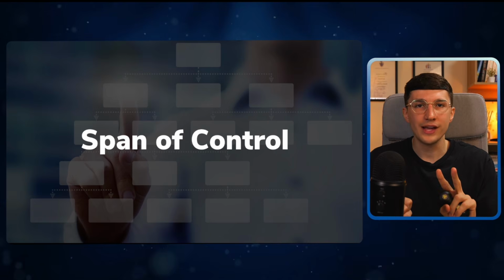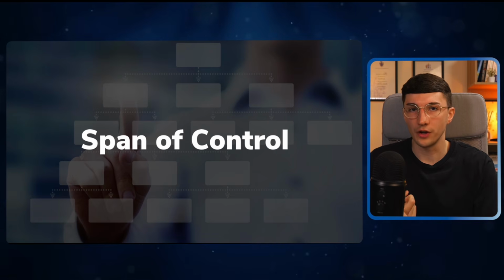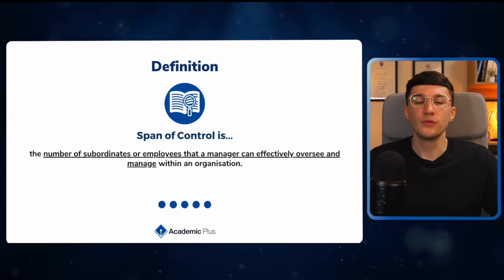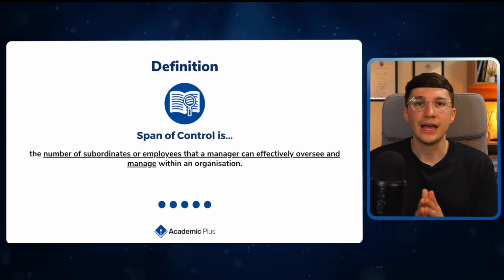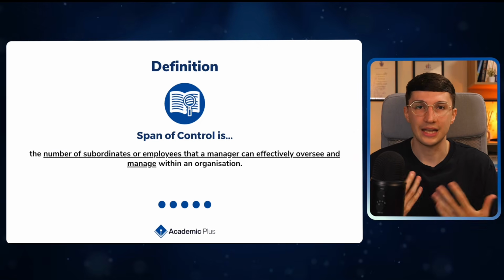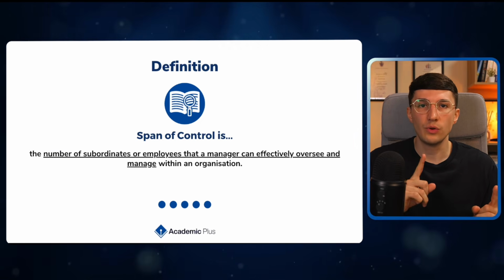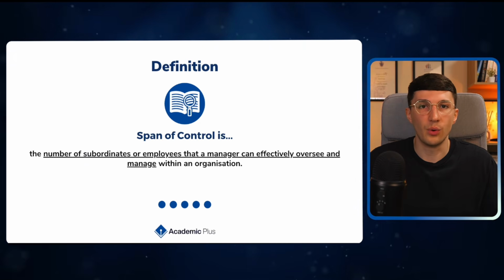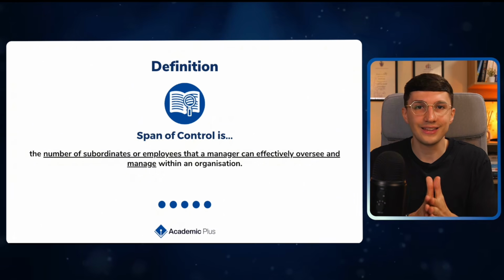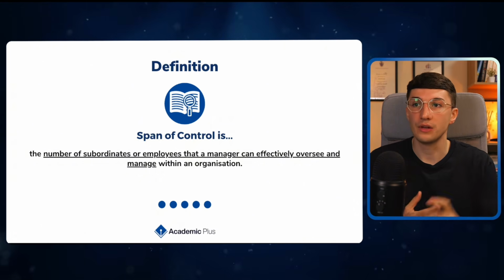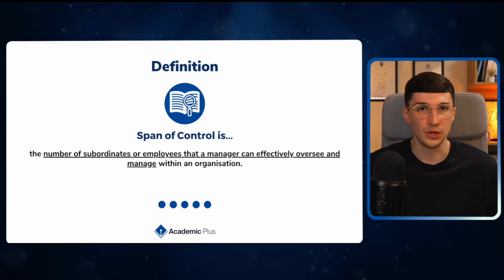The next one we have is the span of control. Now there are two ways of categorizing this. We've got wide span of control and we've got narrow span of control. Now first of all, what we mean by span of control is just the number of subordinates that a manager will essentially be looking after. So previously when we just looked at authority, we had one manager and they had 3 subordinates that they looked after. That is their span of control. It's the number of employees that they can effectively oversee and manage within the organisation.